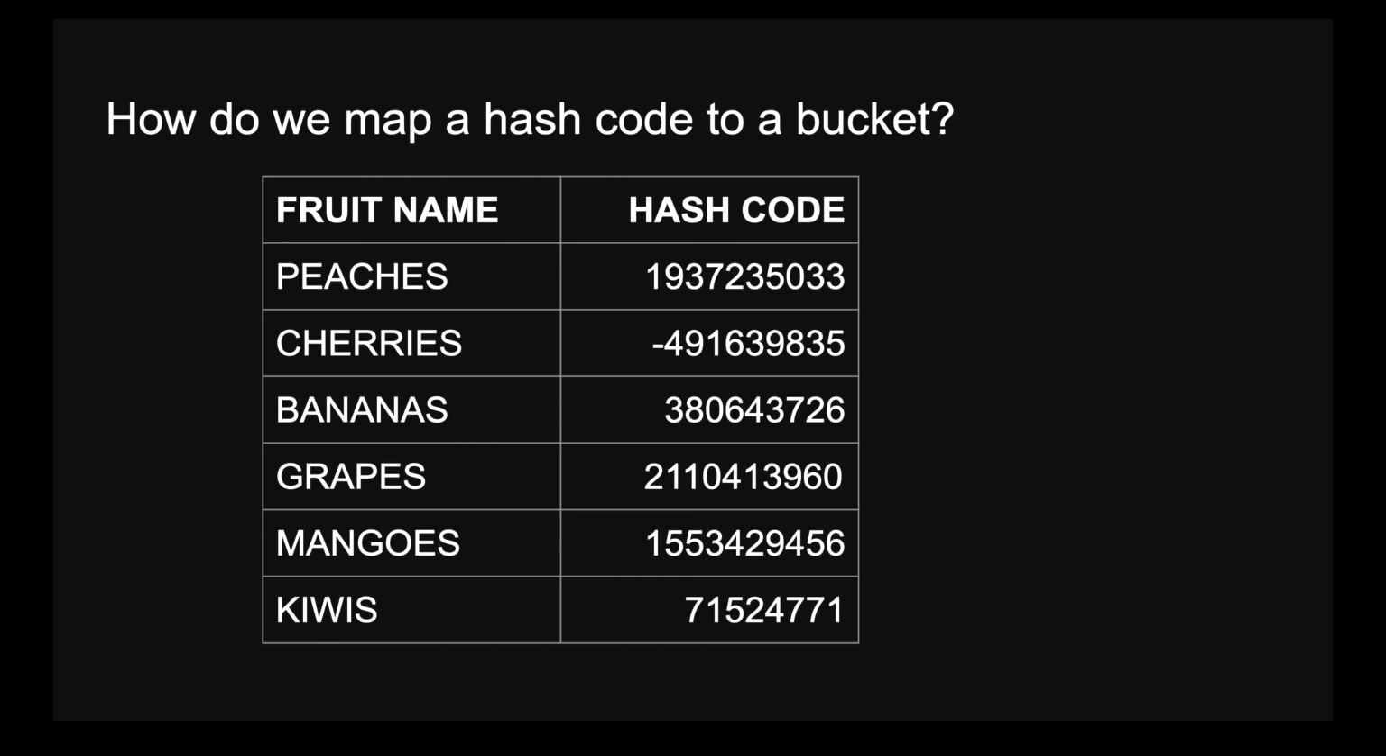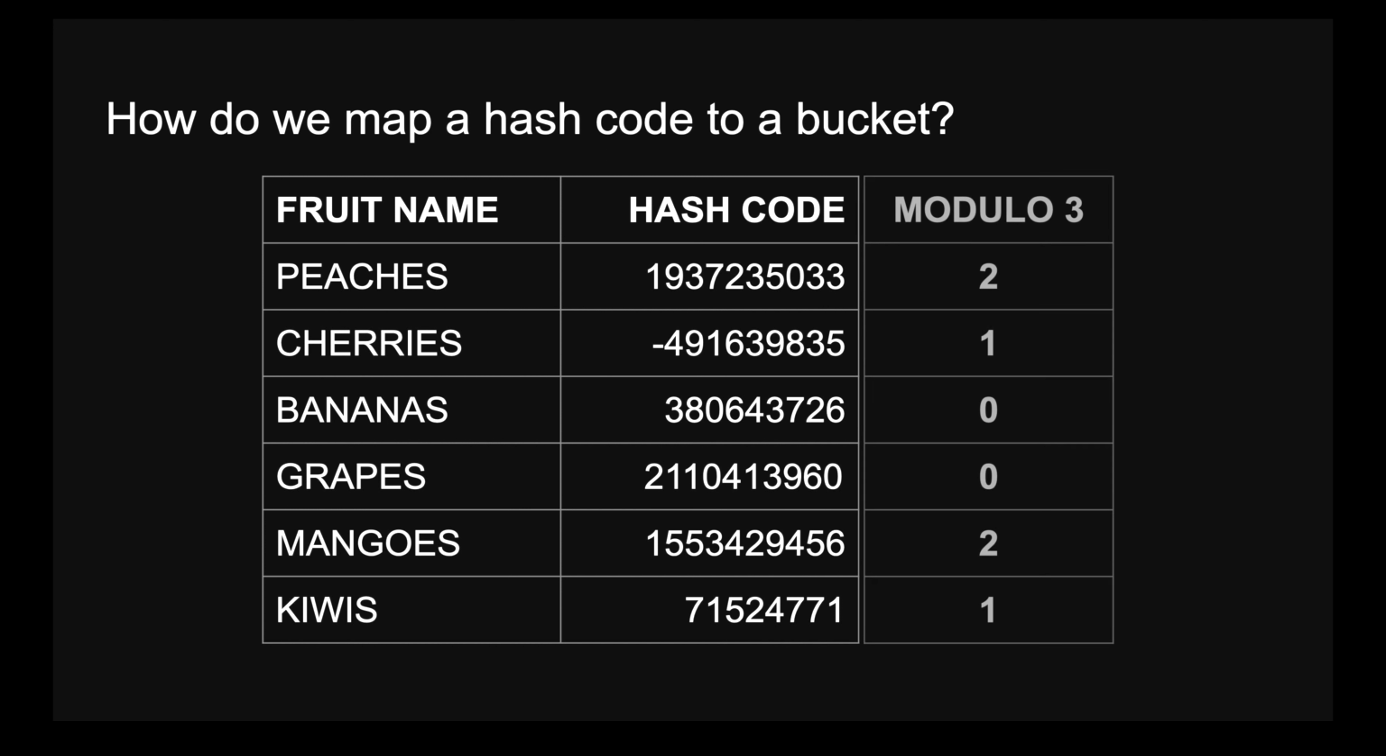For this, we will use the mathematical operator called modulo, also called mod. Essentially, modulo calculates the remainder when one number is divided by another. So all we need to do is ignore the negative sign and mod the hash code by the total number of buckets. And by doing so, we'll get the bucket number in which to place the fruit.